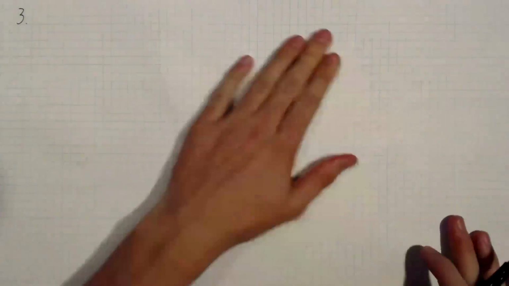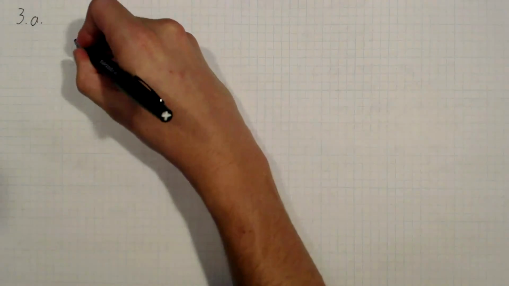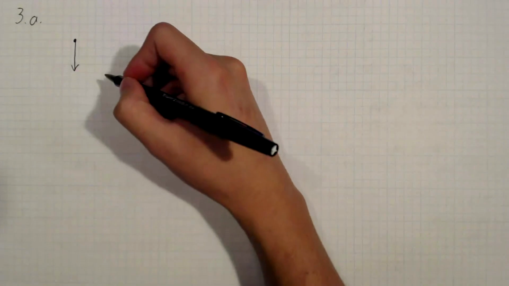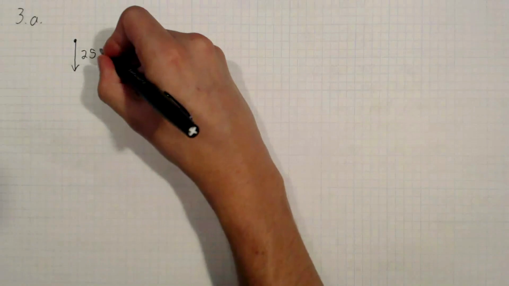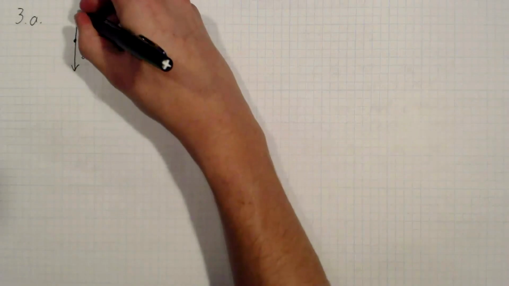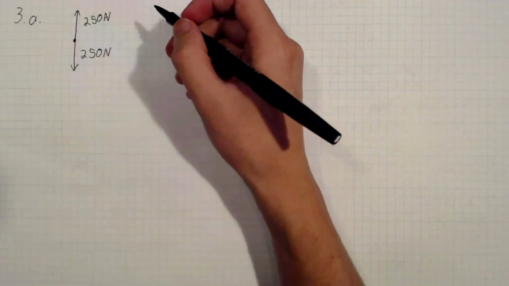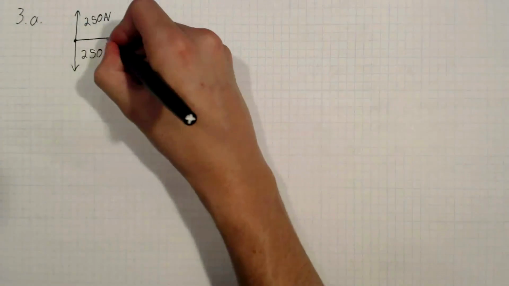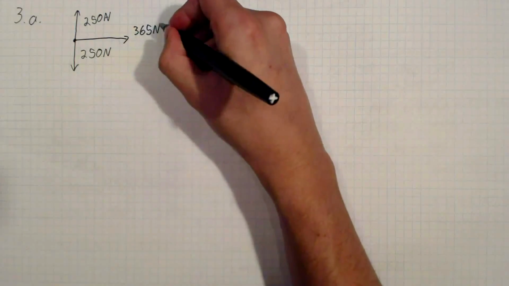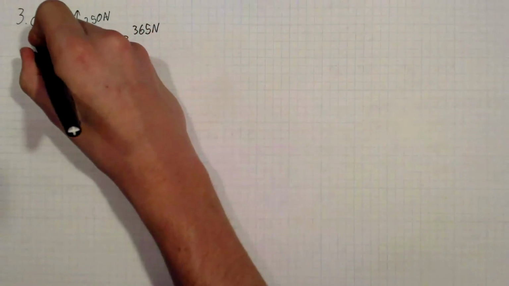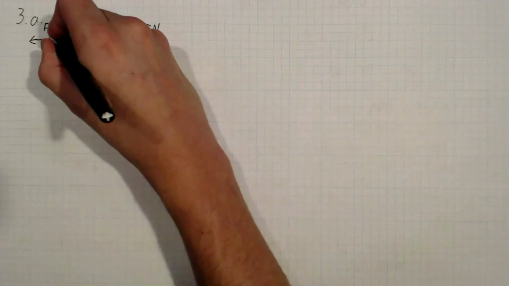So for part A, I'm going to draw our free body diagram, which is our mass, our force of gravity down, which is, let's see, it's a 25 kilogram chair, so 250 newtons. And then our normal force up, which is also going to be 250 newtons. And then our applied force, which is 365 newtons. And then our force of friction, our force of friction static.